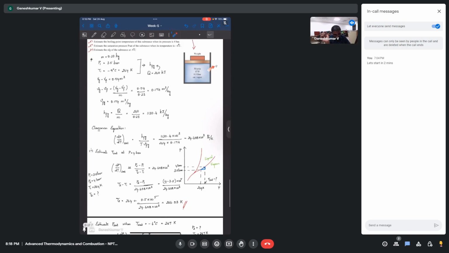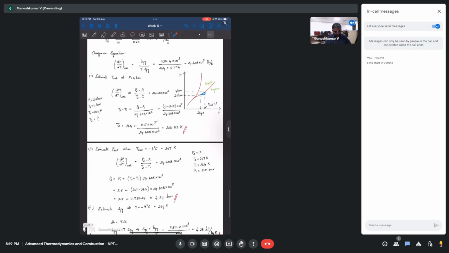Now let's say in that neighborhood of 3.5 bar and 264 Kelvin, if we want to find other saturation properties, we can do so by this knowledge of dp by dt sat. So let's say I have 4 bar, that is a 0.5 bar increase. Then what would be my saturation temperature? We use the same slope to find it. This is just an estimate. My saturation temperature would increase by about 2 Kelvin.